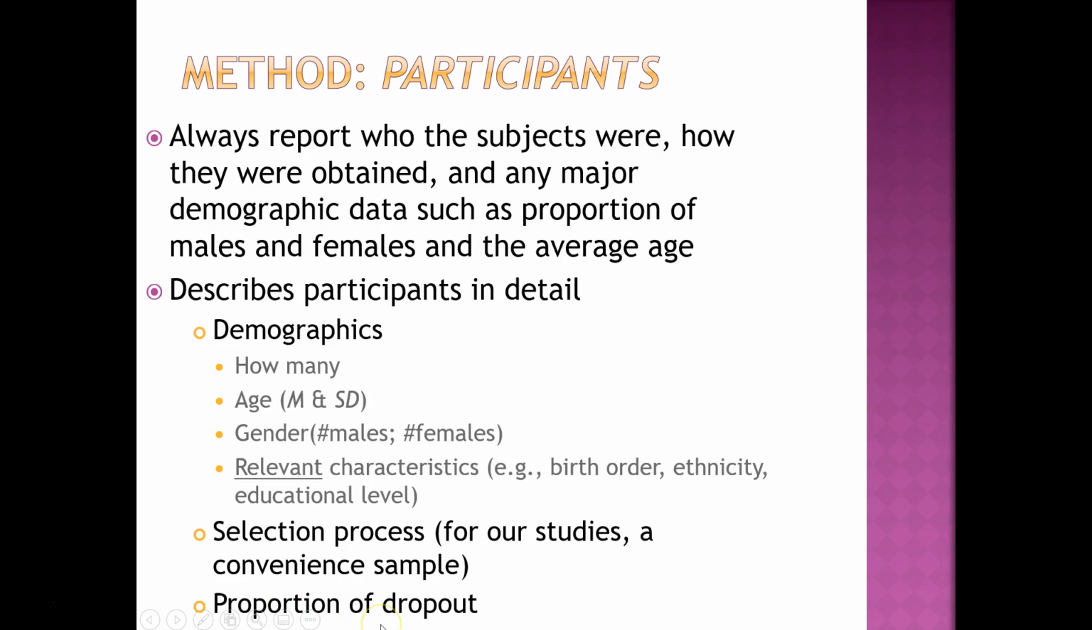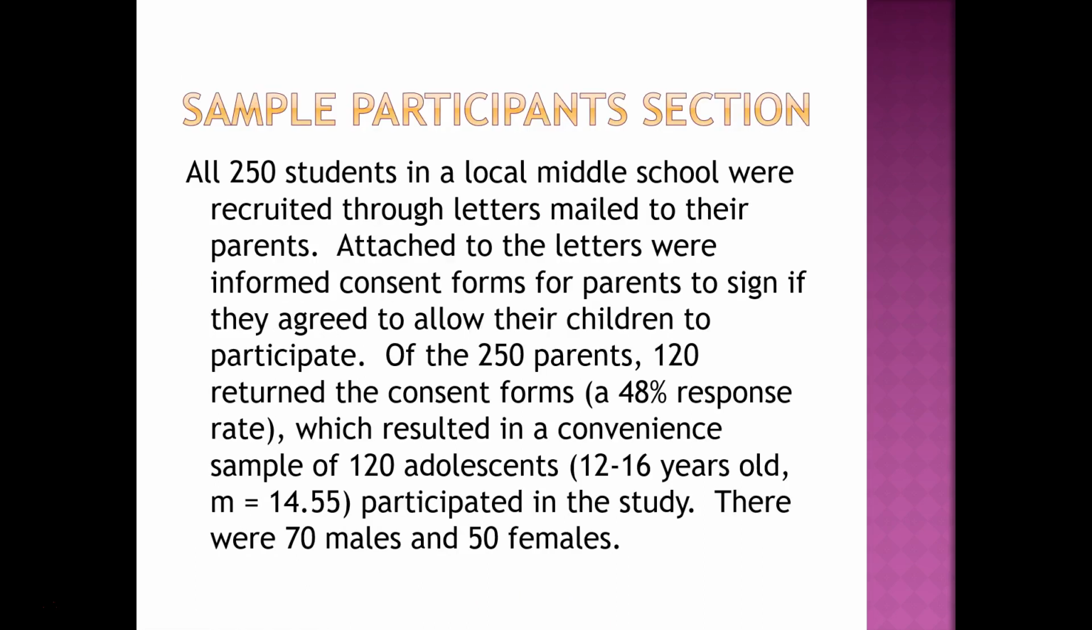We also talk about proportion of dropout, meaning how many people started in the study and how many dropped out. This is important if you're doing a study that goes over a period of time. If it's over a week or over 6 months, you would maybe say we had 100 people start the study and 5% dropped out. It's not really an issue if it's a one-time study because there's no dropout. They either did it or they didn't do it. But that would go in your methods section.